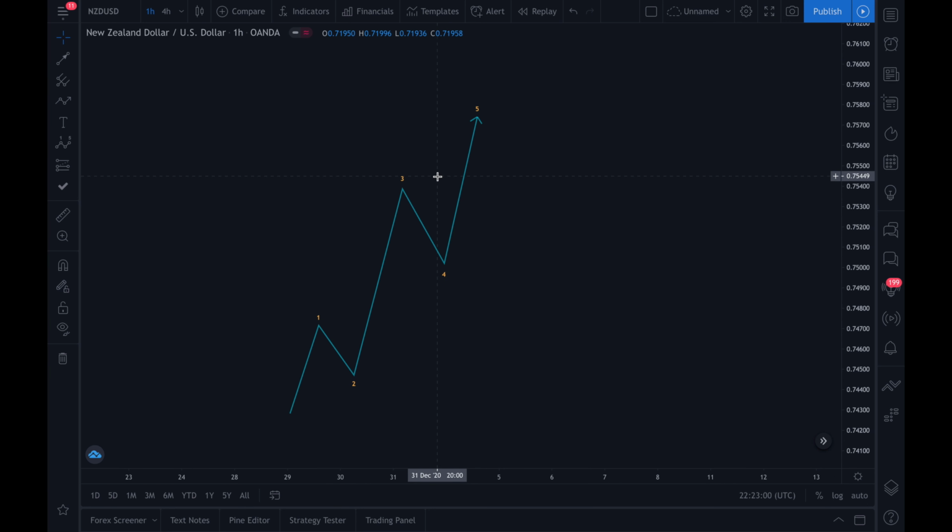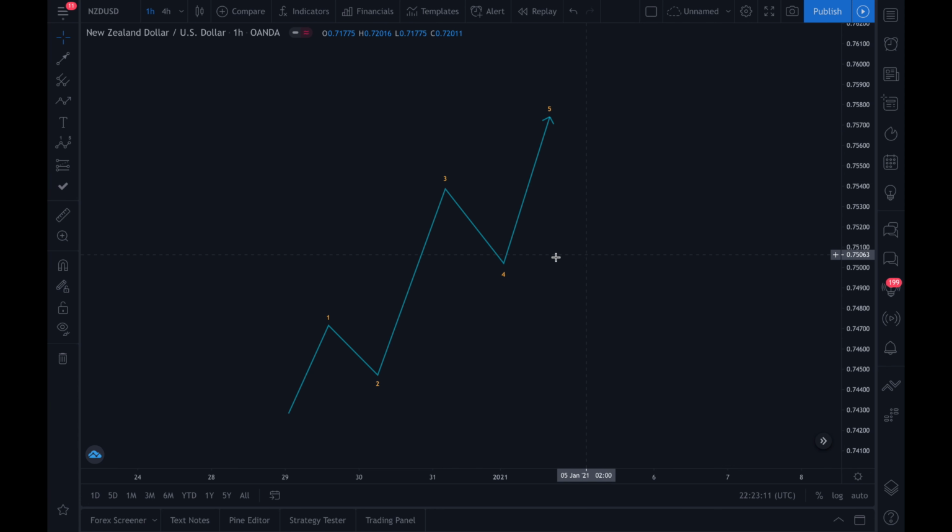So this is termed a motive wave. What do we mean by a motive wave? We mean that this wave moves in the direction of the trending market. So we consider it either an impulse wave or a motive wave. It's the same thing. It's a 5-wave structure. This is a motive wave. We also have correction waves that we'll eventually get to, but let's just finish off this motive wave first.